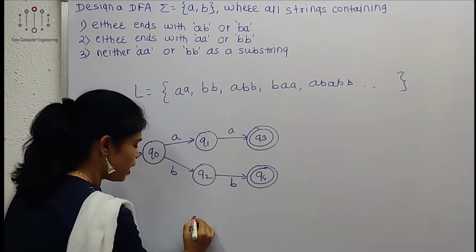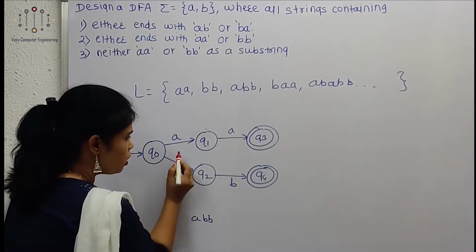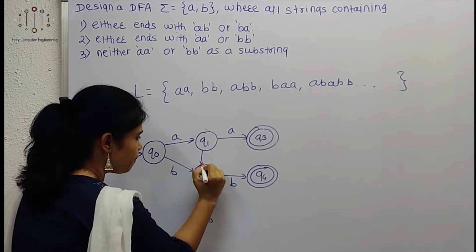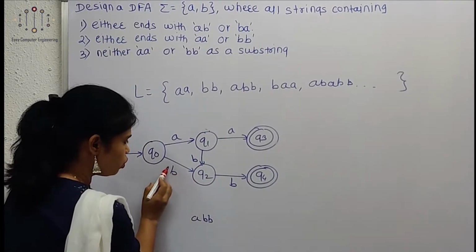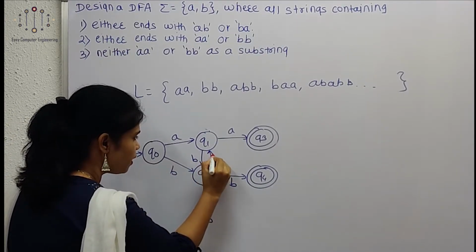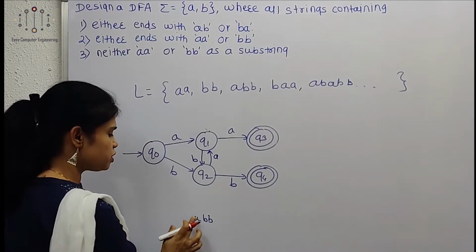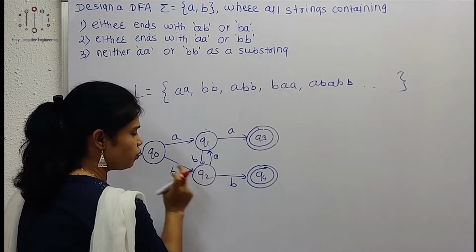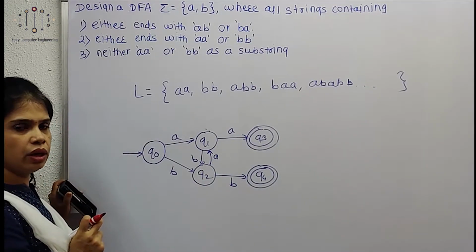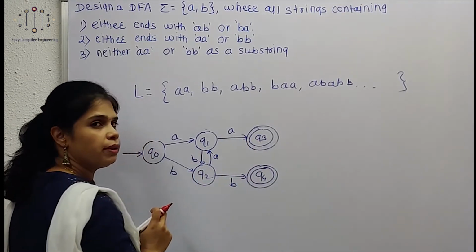If the string is ABB, how can we show it? A, B, B. Same from Q2: B, B, A, A. So this is also possible. Here, the A transition and B transition from Q1 and Q2 show it this way. Okay, what about Q3?